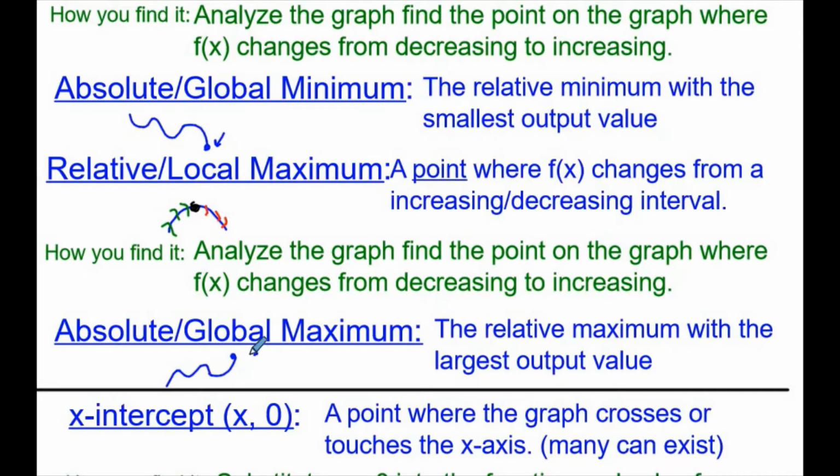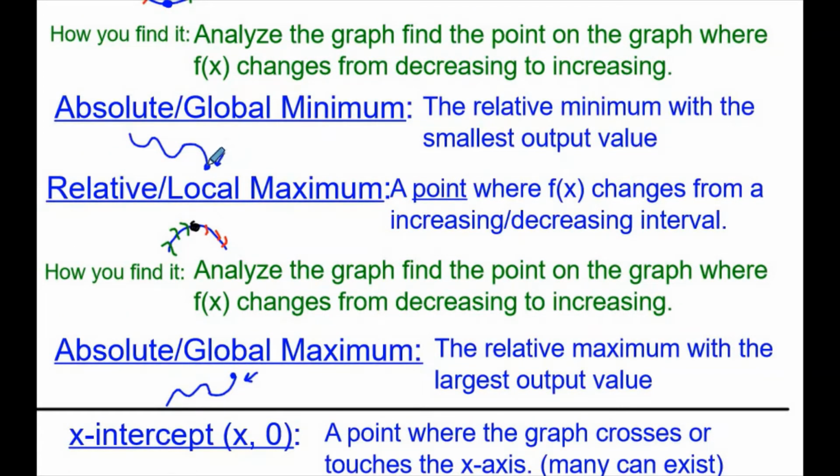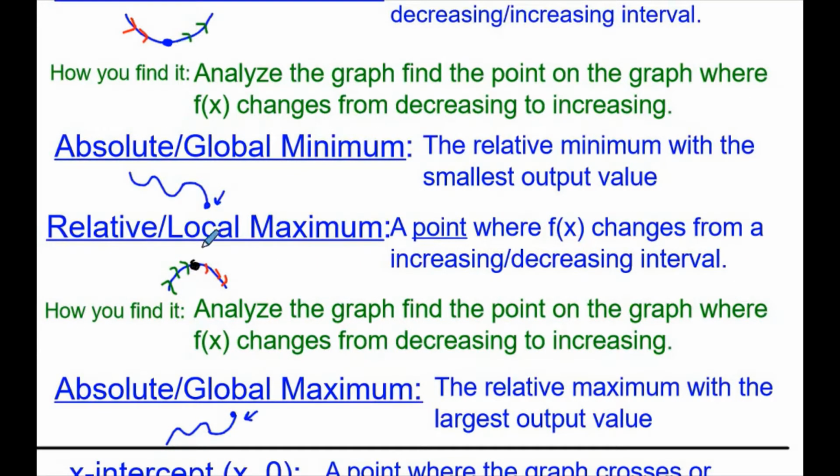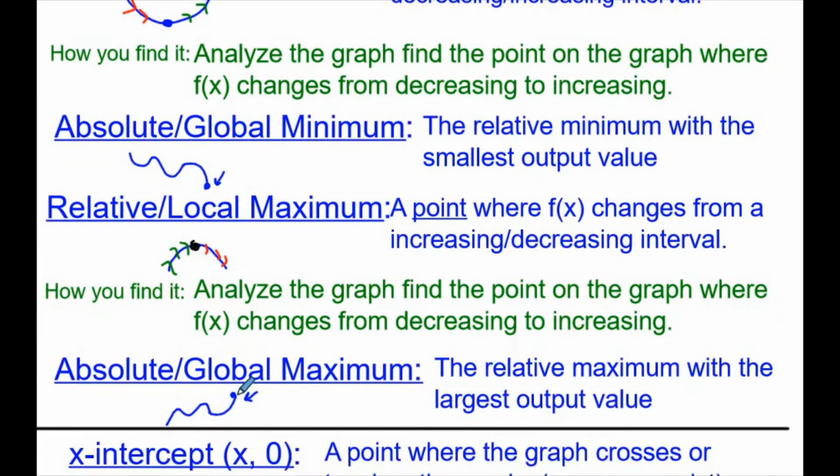Endpoints can be globals and they can be locals. So keep in mind that this would be a local and a global. This is the obvious local minimum, obvious local maximum. This would be a local and a global as well.